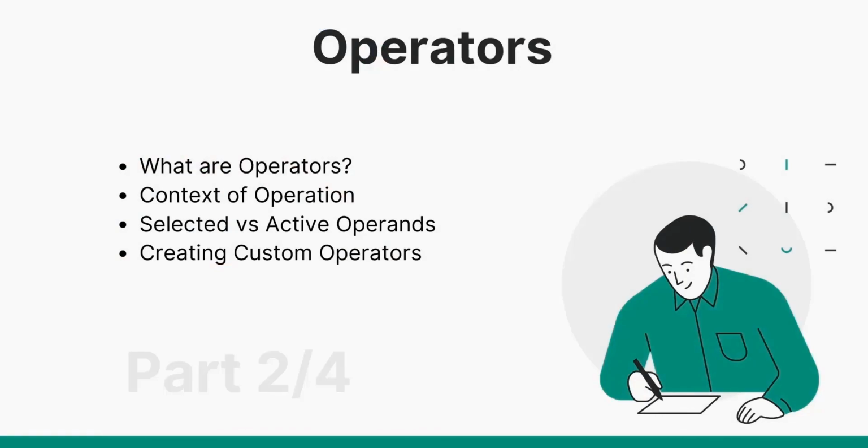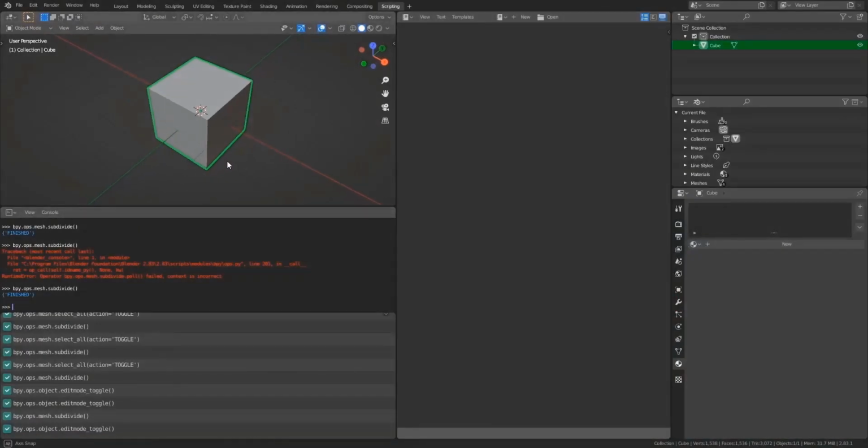Now it's time for us to see the difference between selected and active operands. An operand is any value or any object, any data over which the operation is performed. So we need operands to perform an operation. For example, if we are going to add a plus b, here the operation is addition, and we are performing the addition using the operands a and b. Similarly, we are performing an operation called subdivision. Here the operand is this cube and this is the operation.